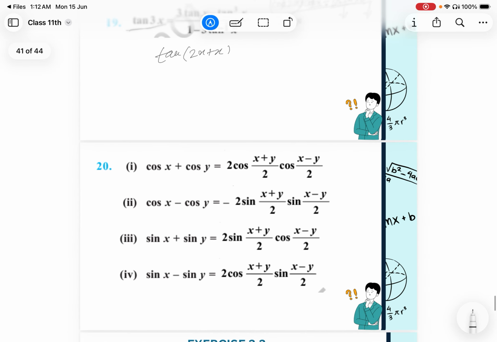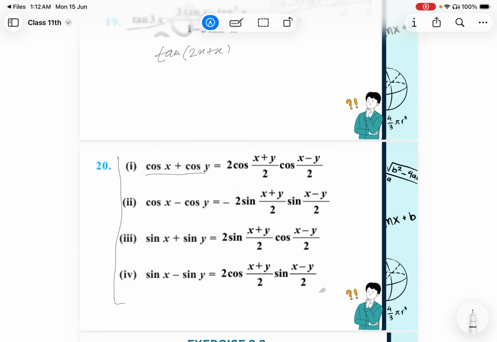Okay, so there are more terms, like cos x plus cos y equal to 2 cos((x plus y) by 2) cos((x minus y) by 2). So you have to remember this, and all these functions of addition and difference will be useful when we solve exercise 3.3 question number 6 onwards.